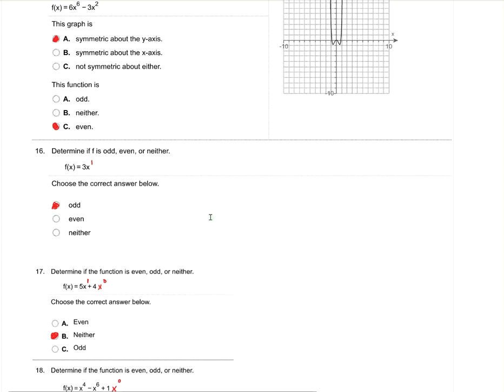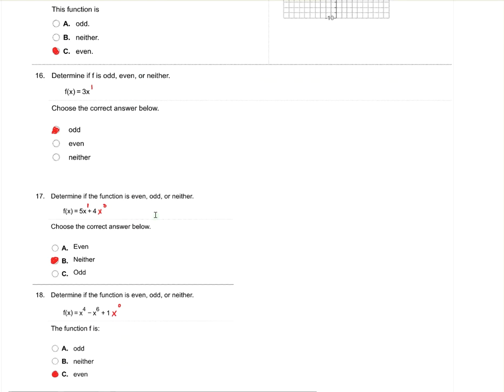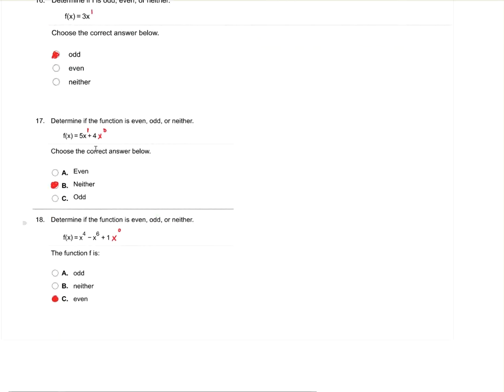Number 16. Determine if this is odd, even, or neither. There was no exponent here. It's an understood 1, so that makes that an odd function. 17. We had 5x plus 4, so there's an understood 1 there. There's an understood x to the 0. 0 gets thrown in with the evens, so you have 1 odd, 1 even. That makes that neither. You've got to have all the same.